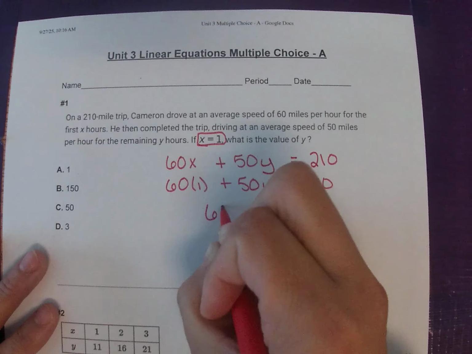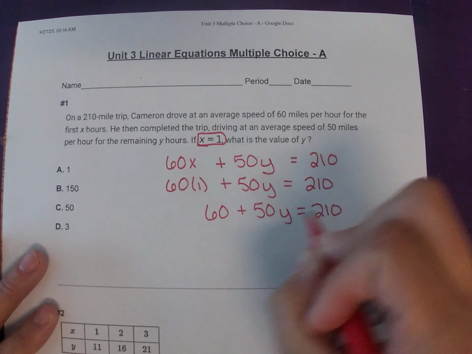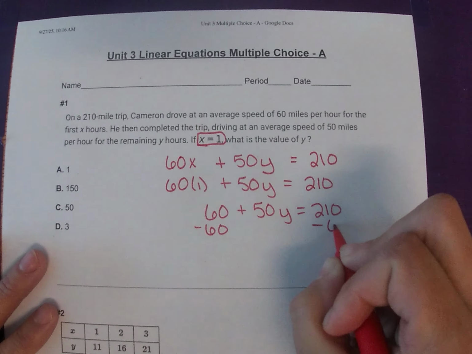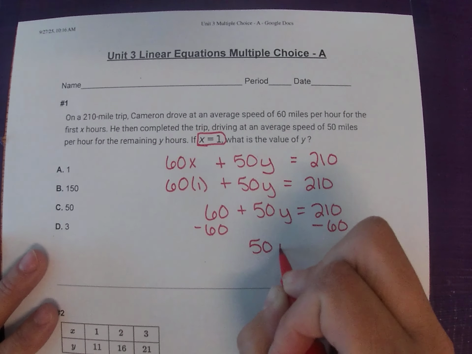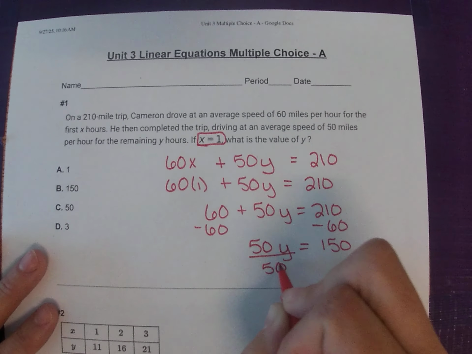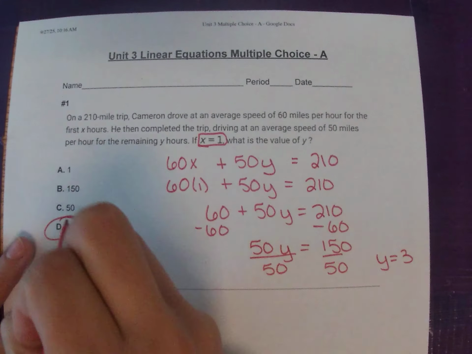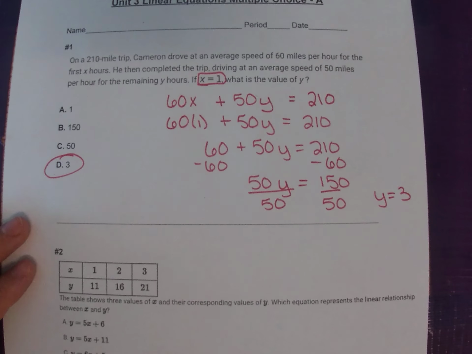And 60 times 1 is just 60, so we really just have this equation. And this is something that we are able to solve. We'll get Y equals 3, so we should have picked D.